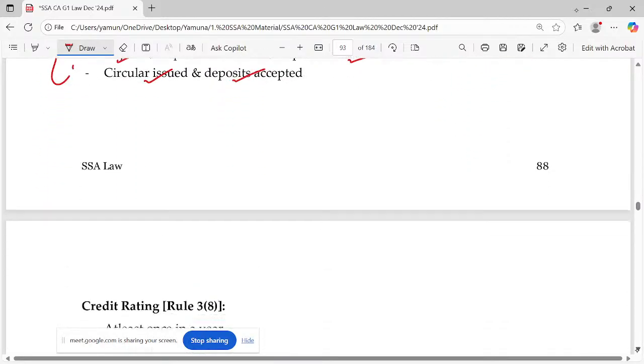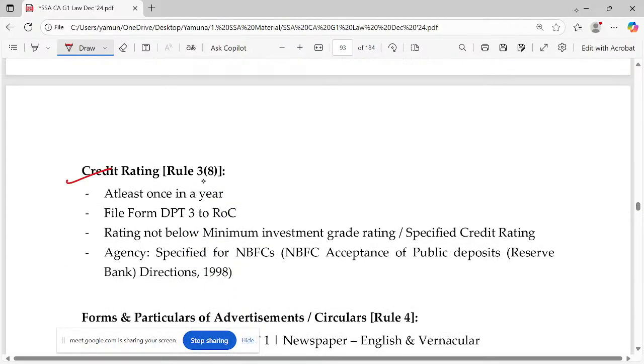Continuing. Credit rating, yes. This is also an often repeated question. At least once in a year, you have to go for credit rating. And it's important that you give the credit rating details in form DPT-3. It has to be filed with the ROC.